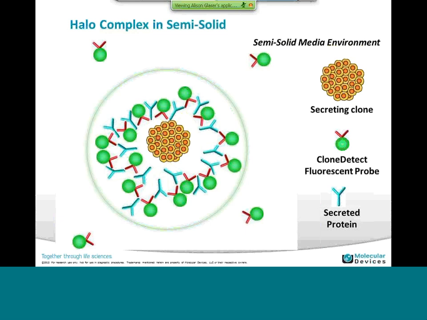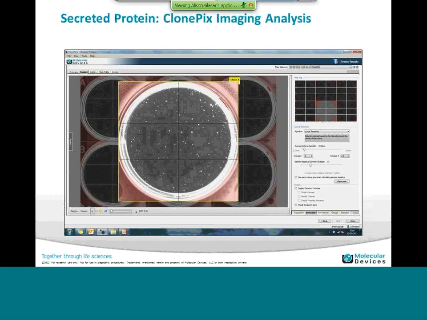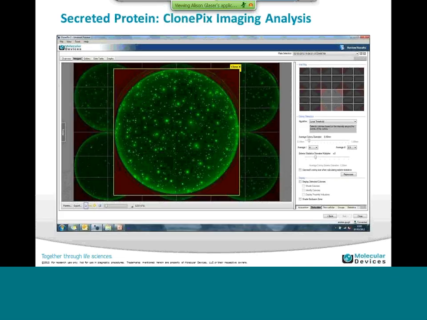As visualized on the ClonePix, physical locations of the colonies are detected under white light, and then the secreted protein, or halo, under fluorescence. The software looks for fluorescence around the vicinity of the colony, visualized under bright field. While detecting secreted proteins has been the most common application on ClonePix, the ClonePix is not just limited to this.